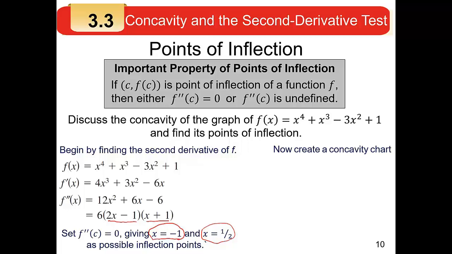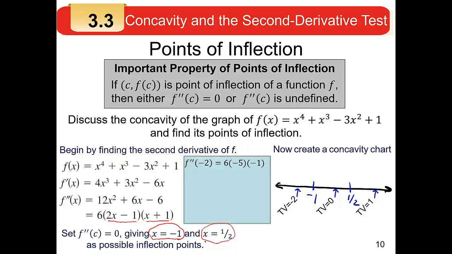So that tells you how to create your concavity chart. You take the numbers you found, put them on the number line in the correct order, and then do test values. So you take something to the left of -1, something between -1 and 1/2, and then something bigger than 1/2. Whenever possible, choose numbers that make your calculations easier. But you're always going back to the second derivative. So don't forget, you're plugging into the second derivative.